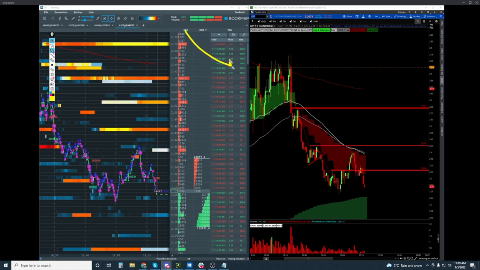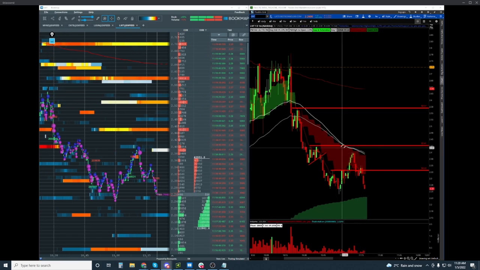So let's wait for some selling pressure over here, right? I'm going to see this going all the way down. J-lines below VWAP, fast J-lines below the slow J-lines, so this means bearish.